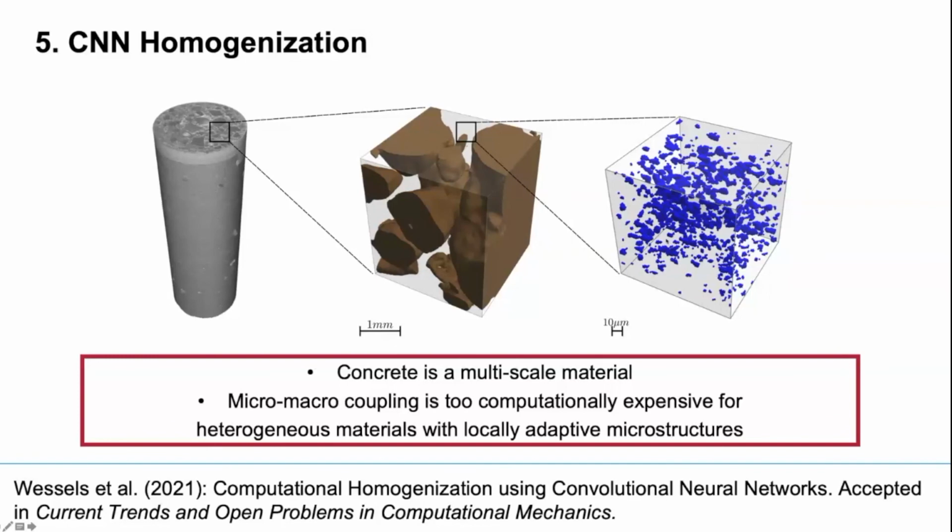The micro-macro coupling is computationally too expensive for heterogeneous materials with locally adaptive microstructures. This was my school of thought. So my PhD student Alex Henkes, who joined, had another idea: to apply this to uncertainty quantification. Also, when we have uncertainty quantification with uncertain material parameters, it's the same issue. We have a many-query task, and many function calls are very expensive.